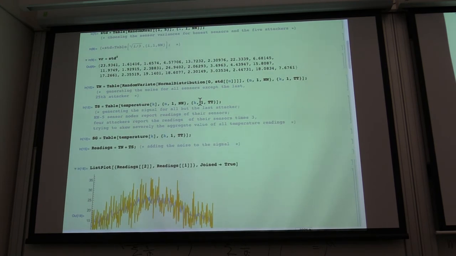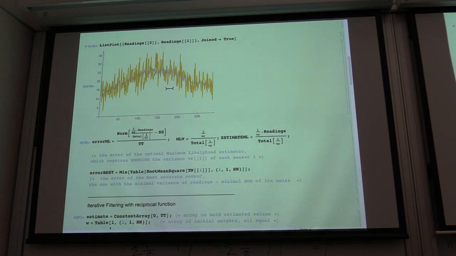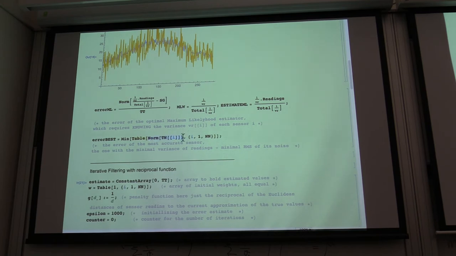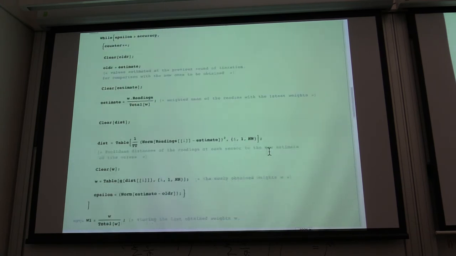Okay, well, let's do it manually. Which one is the best? Error best. So we have to divide it by, this is why, because I took root mean square. So instead of this, let's take norm, and then divide by TT to make it consistent. Okay, divided by TT, and if we do this, let's see what we get at the end.